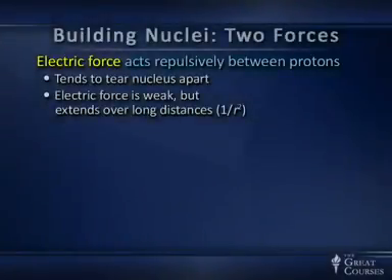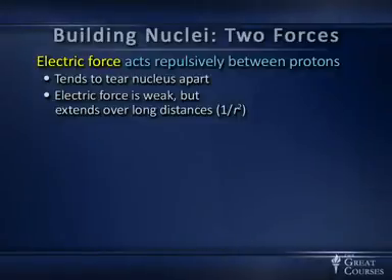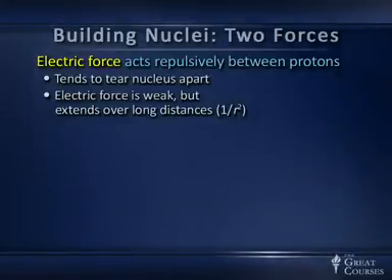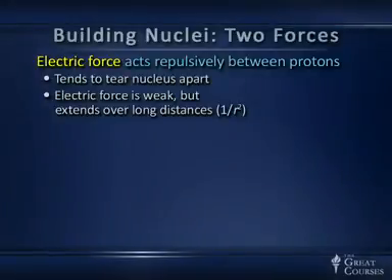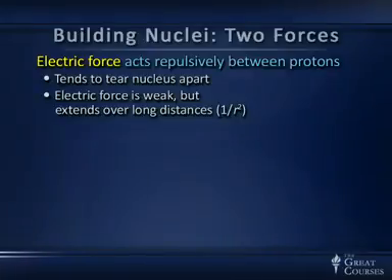How do we make nuclei out of neutrons and protons? Well, there are 2 forces involved in building a nucleus. There's an electric force that we've already encountered that acts repulsively between protons, and it tends to tear the nucleus apart. The electric force is weak, but it extends over fairly long distances. As we know from our study of electricity, it falls off like 1 over r squared.